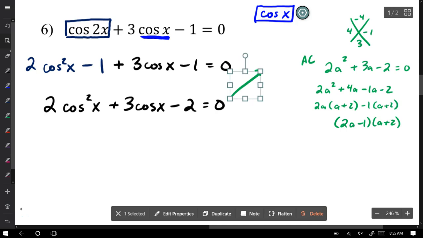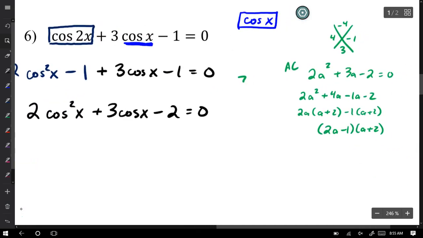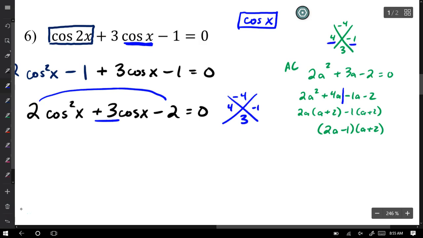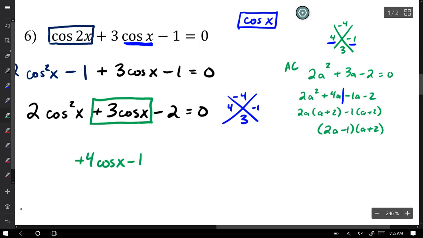We did our AC method. We found what multiplies a times c to negative 4 and adds to 3. We split, grouped, and then went through and finished. So in this case, it's going to be the same thing. A times c is negative 4. They add to 3. So what multiplies to negative 4 and adds to 3? Well, it's the same ones: 4 and negative 1. And so what we do is split the 3 cosine of x into 4 cosine of x minus 1 cosine of x. Now I'm going to leave the 2 cosine squared of x and the minus 2.